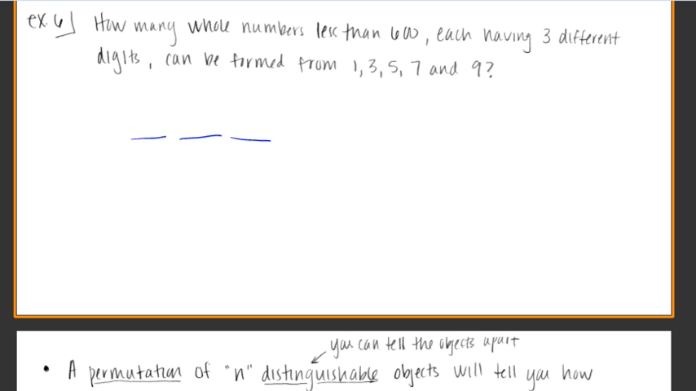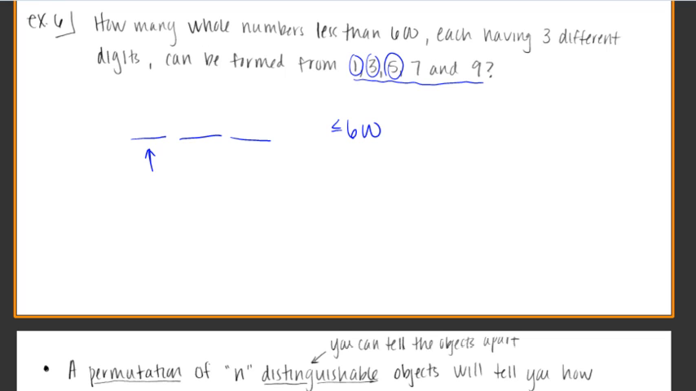I know for a fact that I have to be less than 600. Well, let's go to this first slot right here. I can only pick numbers 1, 3, 5, 7, and 9. But if I have to form a 3-digit number that's smaller than 600, technically all I can use is 1, 3, and 5, right? Because if I start with a 7, like if I wanted to write the number 721, or 731, it's not going to be less than 600.